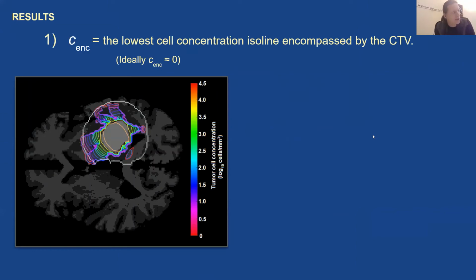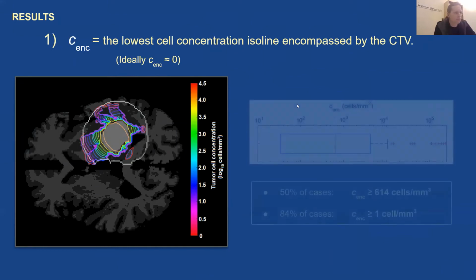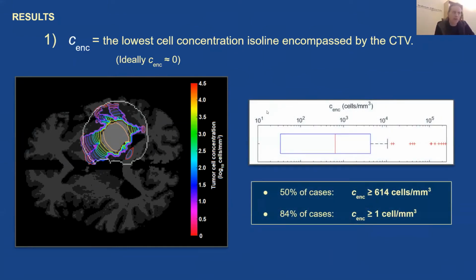So, looking at C encompassed, how did the CTVs perform in this case? Well, here's the full distribution. In 50% of the cases, C encompassed was greater or equal to 614 cells per cubic millimeter. This means that these cases are going to miss regions of these cell concentrations or less. And in 84% of cases, we had C encompassed greater than 1 cell per cubic millimeter. Whether this is acceptable or not, of course, has to be decided on a case-by-case basis, and it can depend on many different factors.